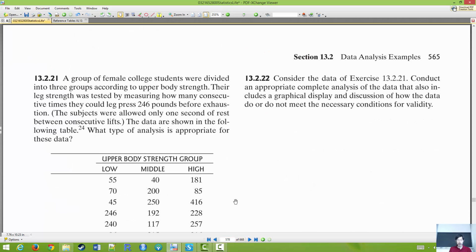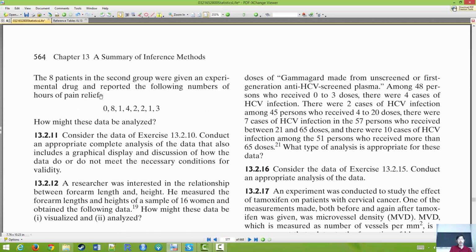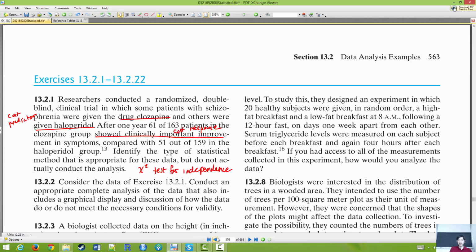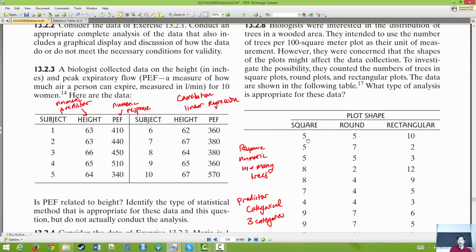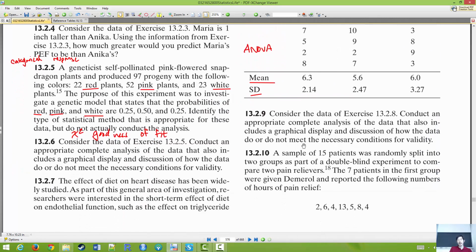And then if I flip the page, oops. Not too far. And then the second group were given an experimental drug and reported the following numbers in hours of pain relief. Okay, so our response is how many hours of pain relief.